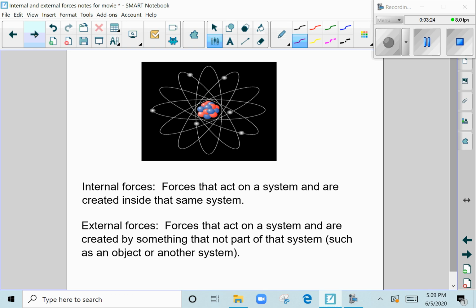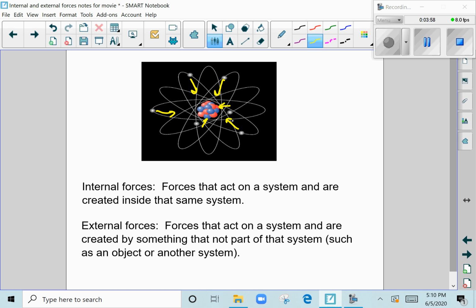Internal forces are forces that act on a system, but the forces that are internal are all created by objects that are inside the system. So if I take a look at the forces that the nucleus exerts on the electrons, here I have a force that's pulling down on the electrons, pulling them to the nucleus of the atom because of the electrical forces, since the nucleus is positive and the electrons are negative.